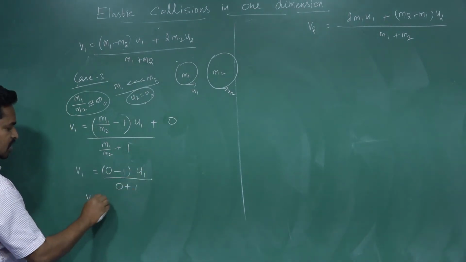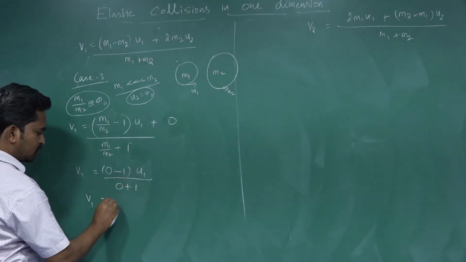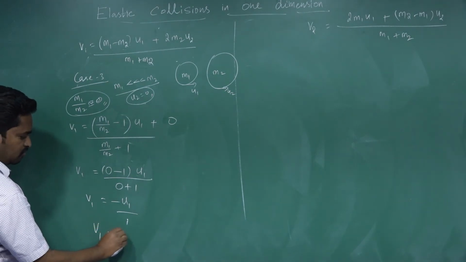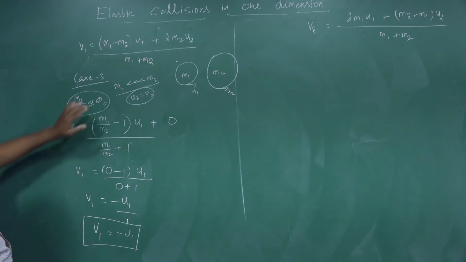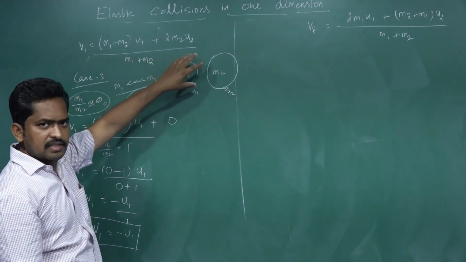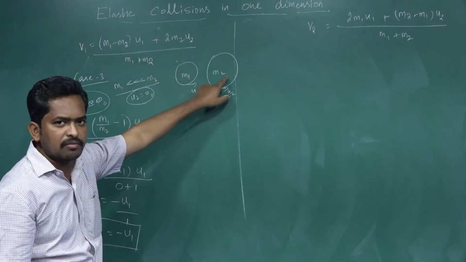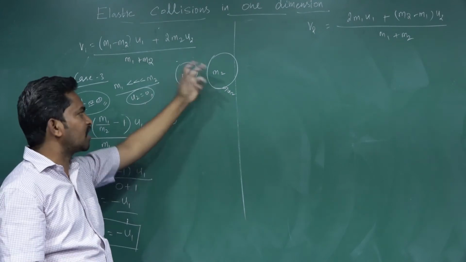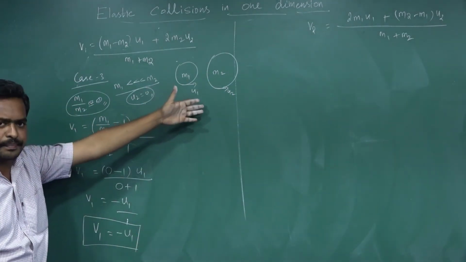So v1 is equal to (0 minus 1) into u1, so minus u1, whole divided by 1. So v1 is equal to minus u1. If the first object collides elastically with the second object, and the mass of the first is very much less than the second, and the second object is at rest, which means the target is at rest, what happens to the final velocity after collision?